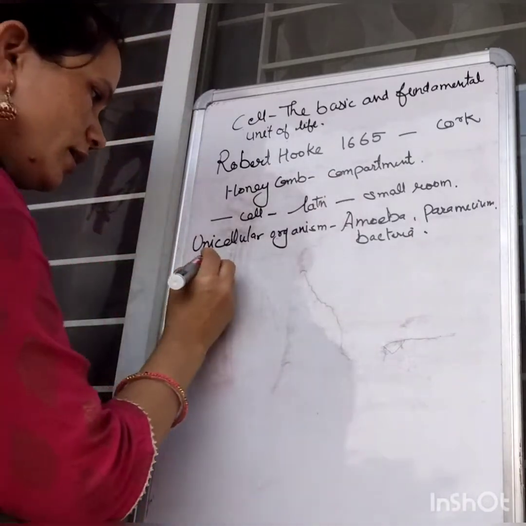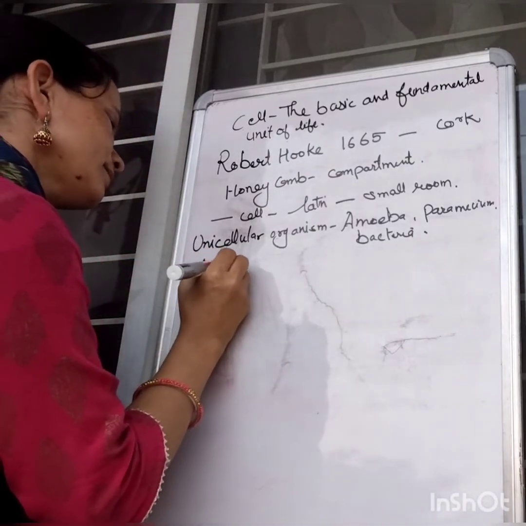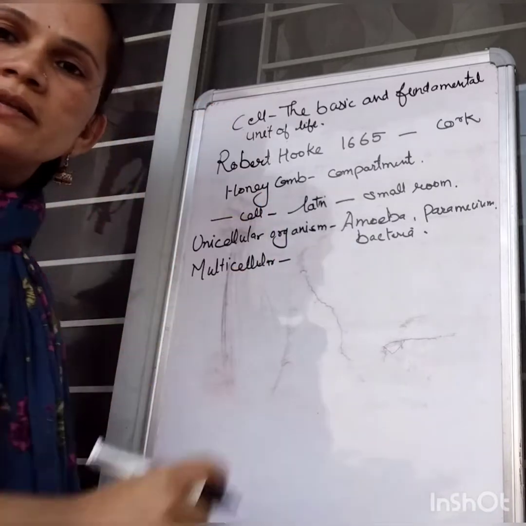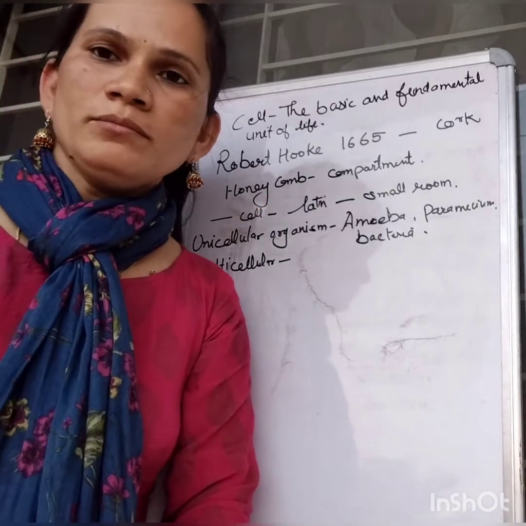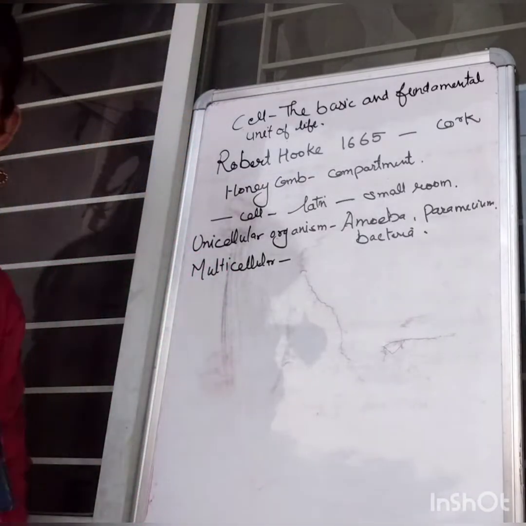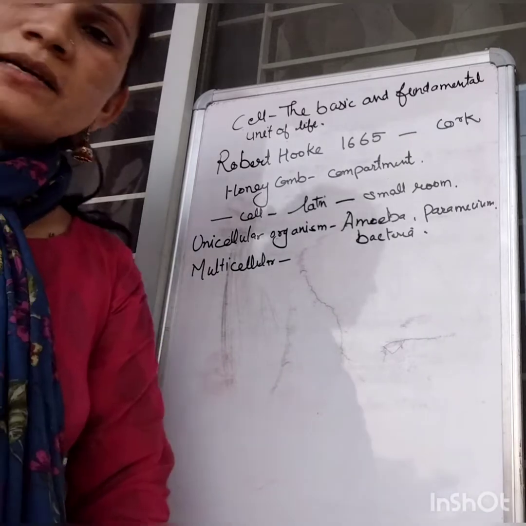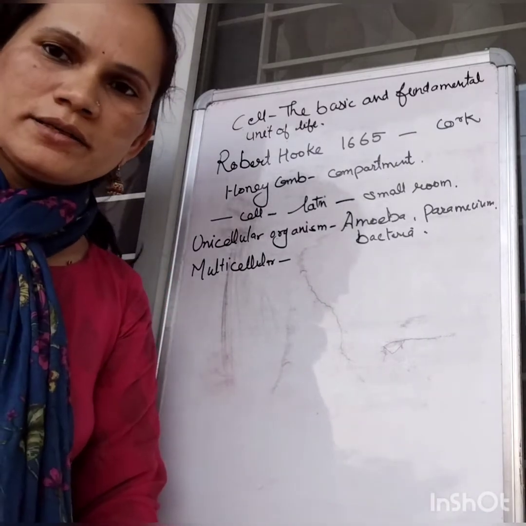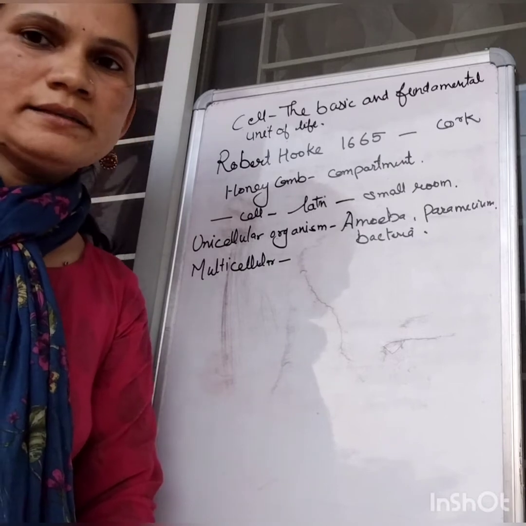The other kind are multicellular. Here the cells are grouped together and perform various functions in the body. Basically, we can say that each cell has the capacity to perform certain functions. This is the basic characteristic of every living thing.